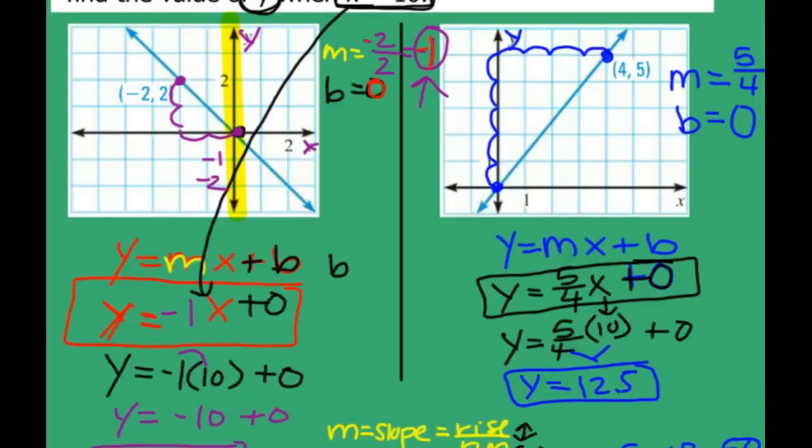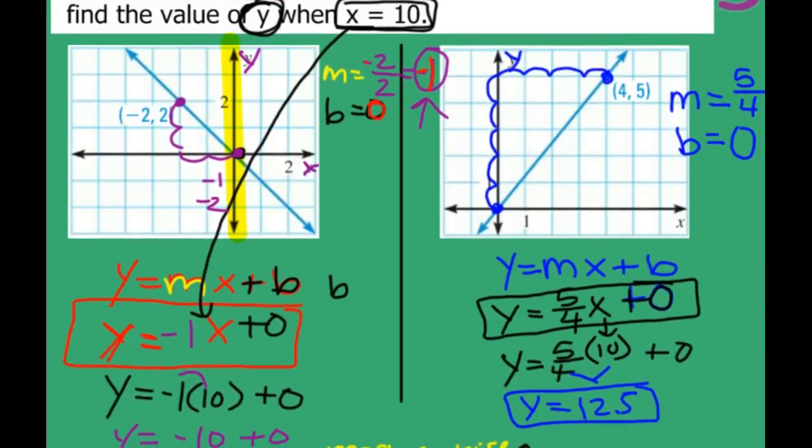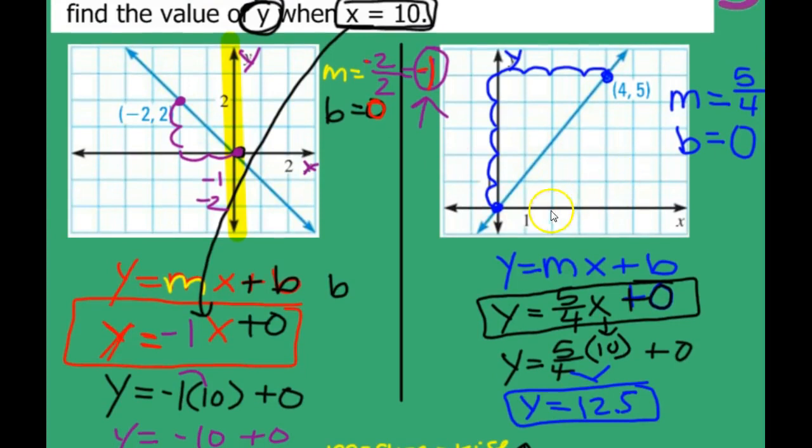So let's take a look to see if that makes sense. It's asking us what's y when x is 10. So if we were to go on our x-axis all the way over to 10, way over here, I'm going to move this out of the way. Oops, I'm just going to delete it.